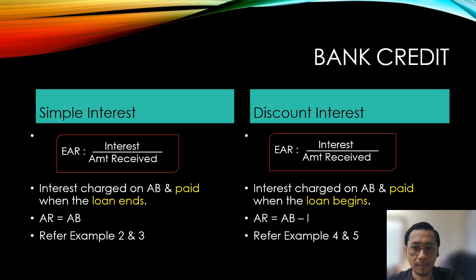As you can see, the formula to calculate the effective annual rate is interest divided by the amount received. It's the same for simple interest and discount interest. Under simple interest, the amount received will be equivalent to the amount borrowed. You can refer to examples 2 and 3. Whereas for discount interest, the amount received is equivalent to the amount borrowed minus interest. You can refer to examples 4 and 5.